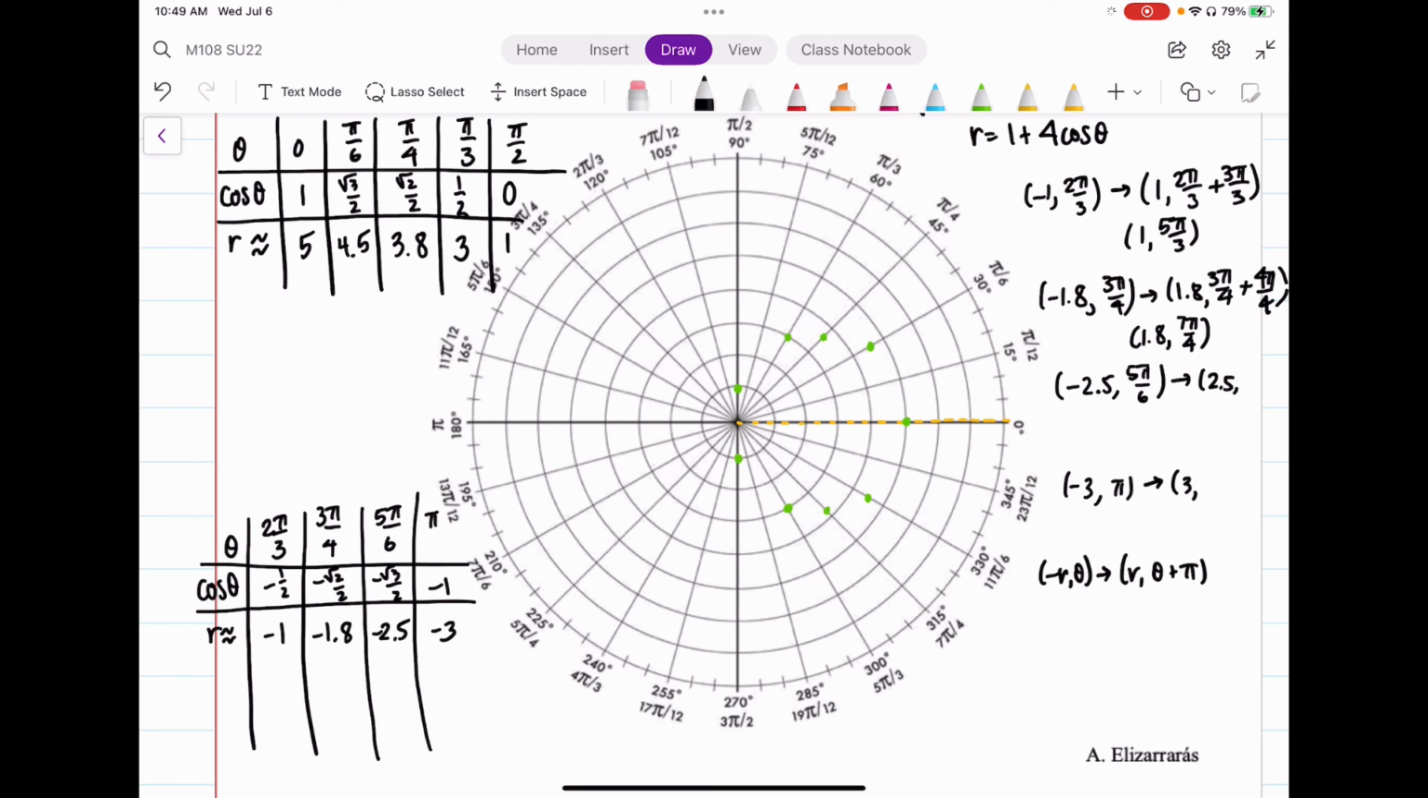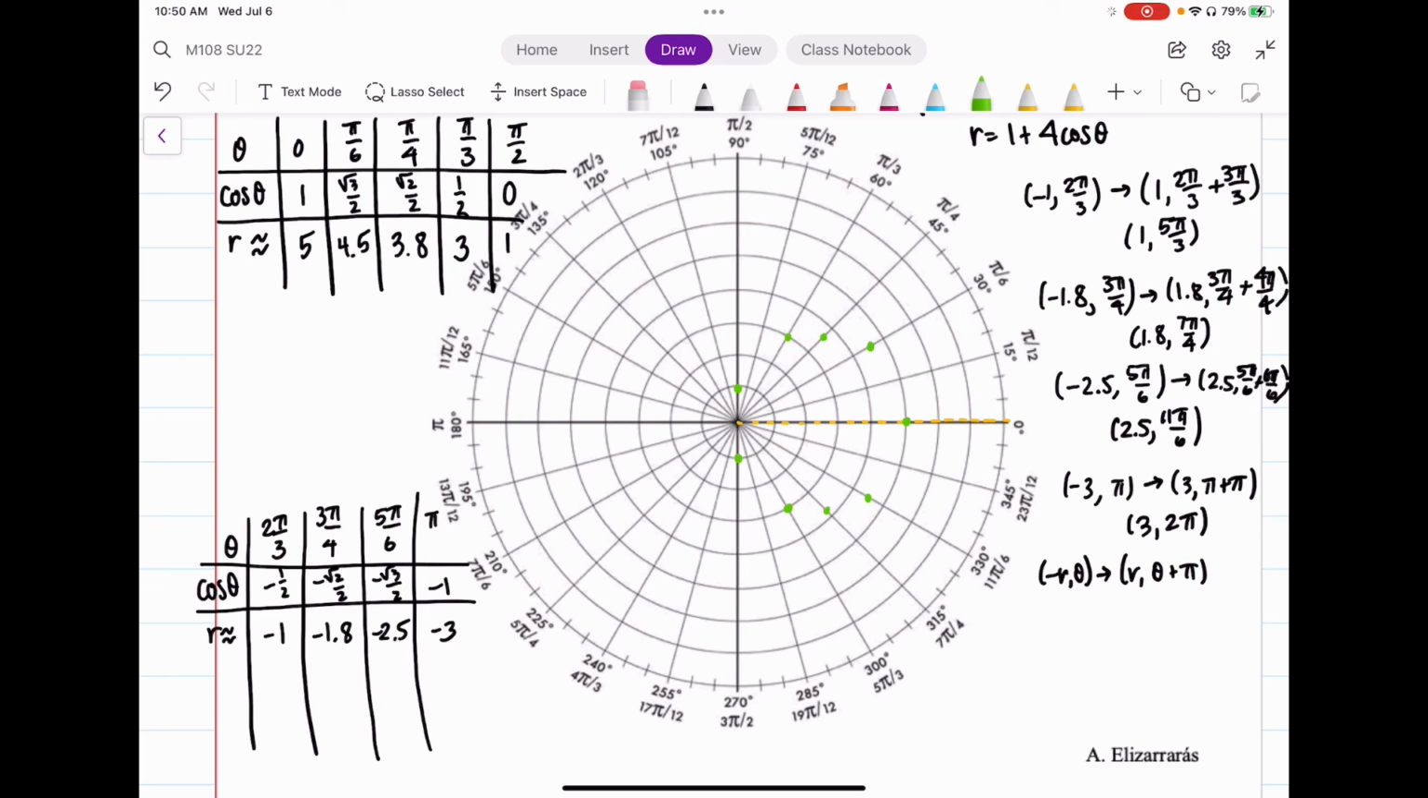2.5, 5 pi over 6 plus 6 pi over 6. I have 2.5, 11 pi over 6. Pi plus pi is 2 pi, so I have the point 3, 2 pi. And now I can plot these points, and notice that their values are different than the other values that we had. They're smaller, and so this is where the loop comes in.